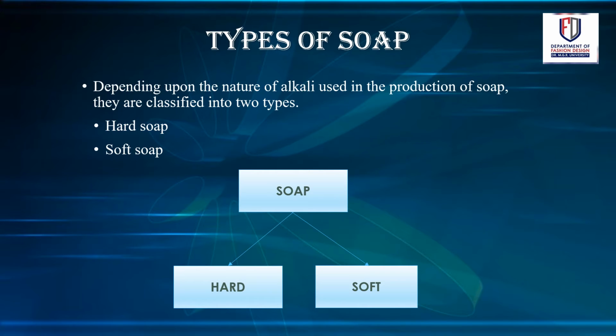Types of soap. Now we'll see about the different types of soap. Depending upon the nature of alkali used in the production of soap, they are classified into two types, that are hard soap and soft soap.